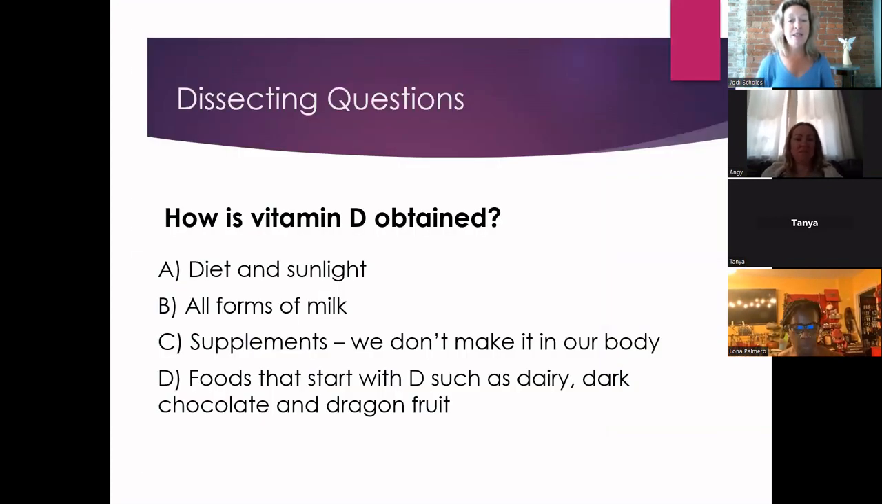How is vitamin D obtained? A, diet and sunlight. B, all forms of milk. C, supplements. We don't make it in our body. D, foods that start with D, such as dairy, dark chocolate, and dragon fruit. How is vitamin D obtained?